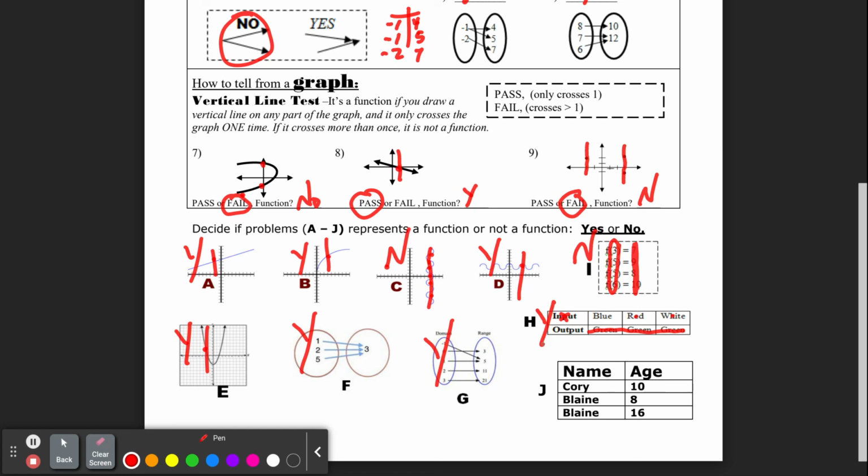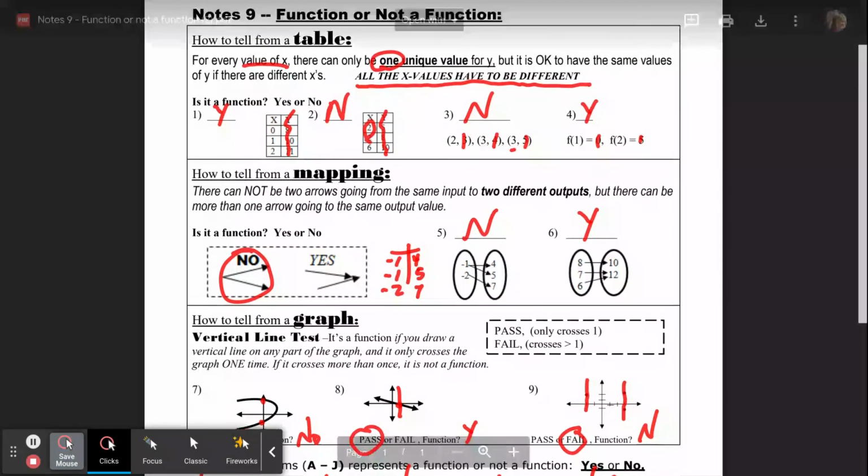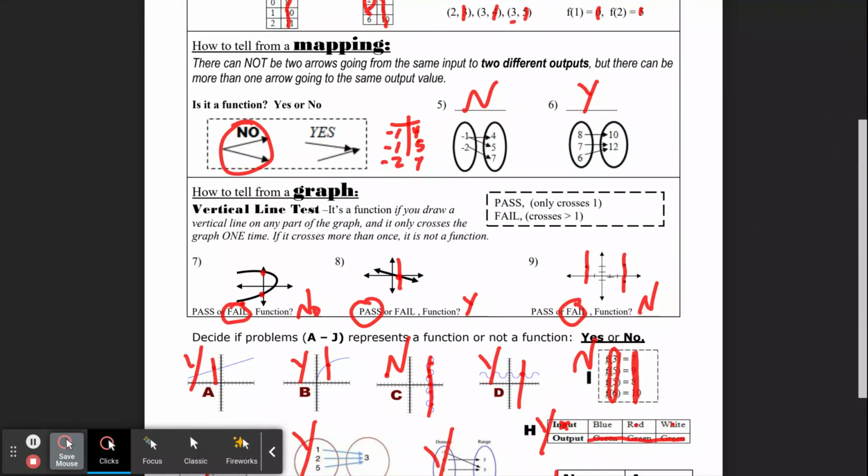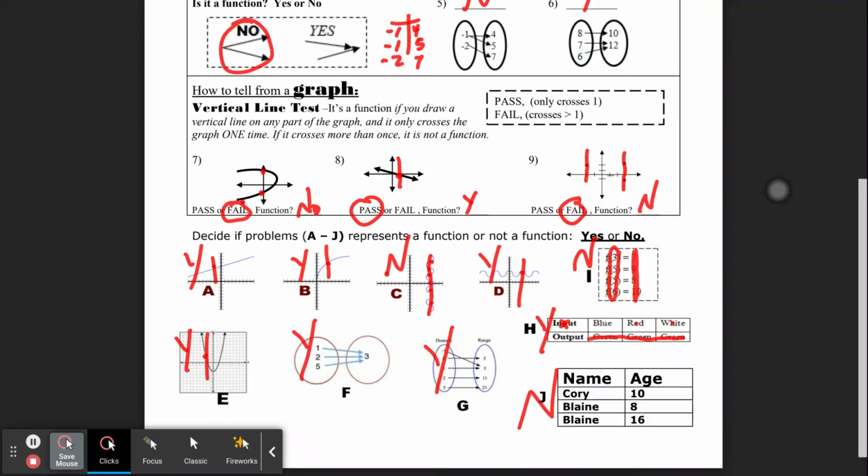Name. You have Corey, Blaine, and Blaine. Well, Blaine, if it's the same person, can't be 8 as well as 16 if he's only one person or she is one person. So no, this is not a function. All right, so that's 3 ways that you can determine whether something's a function or not: by looking at a table, by looking at mapping, and doing the vertical line test.